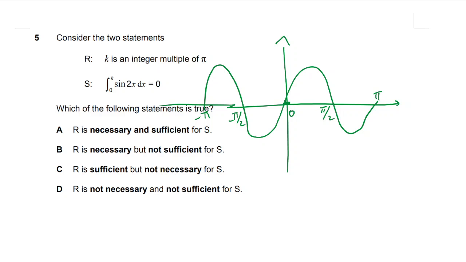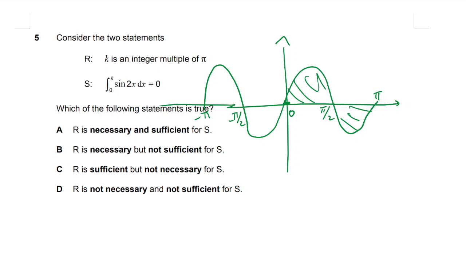So what could k be? Let's have a think. Well, k could be 0 itself, because if you're going from 0 to 0, it doesn't matter what the function is. Or you could go from 0 to pi, because the sine curve is perfectly symmetrical, so the area on top is definitely going to cancel with the area below. So that's also okay.